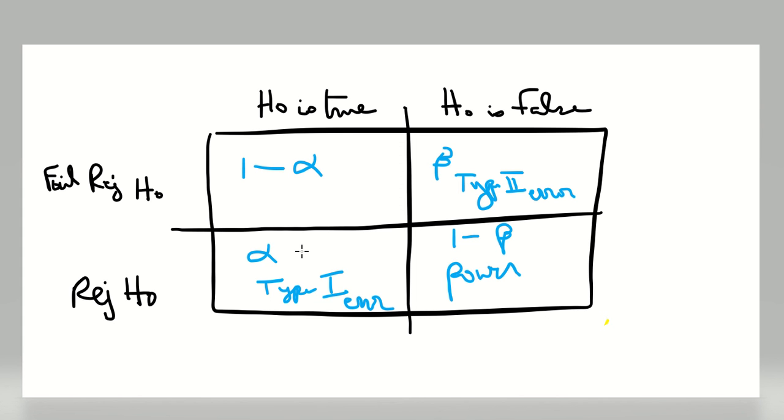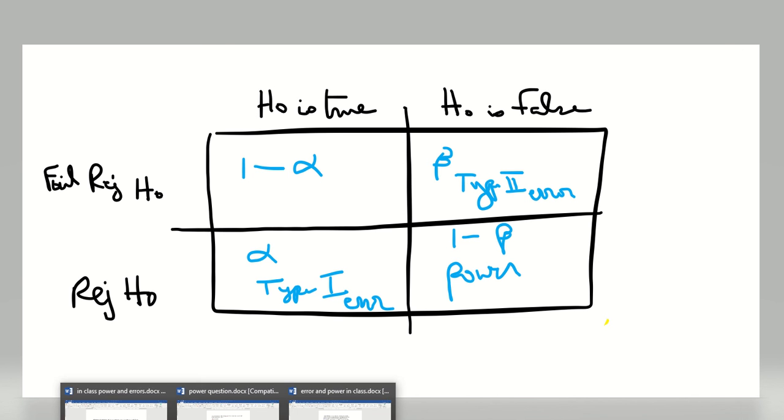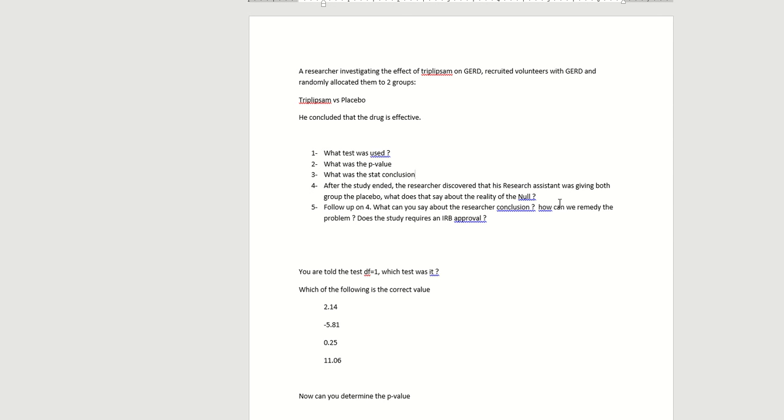When you have a type 1 error, can you fix it by increasing your sample size and therefore increasing power? No, you cannot, because your null hypothesis is true. We cannot discuss power. Power is only discussed when your null hypothesis is false. So how do we remedy this problem? Well, he has to repeat his study. That's the only thing he can do.